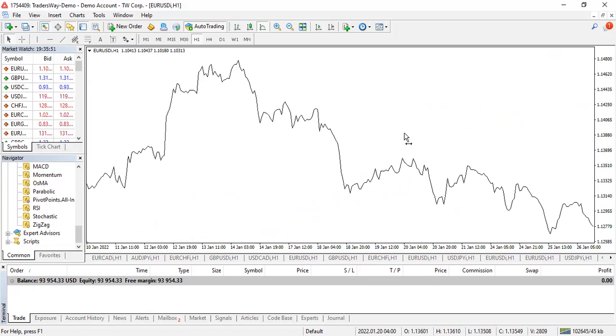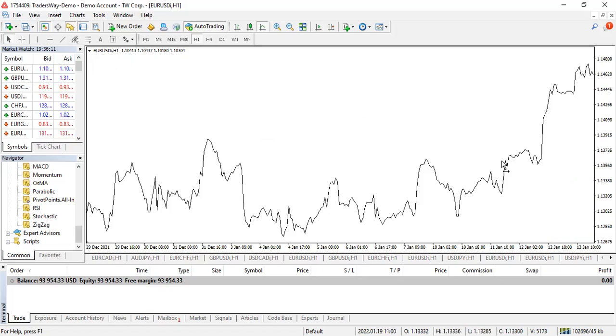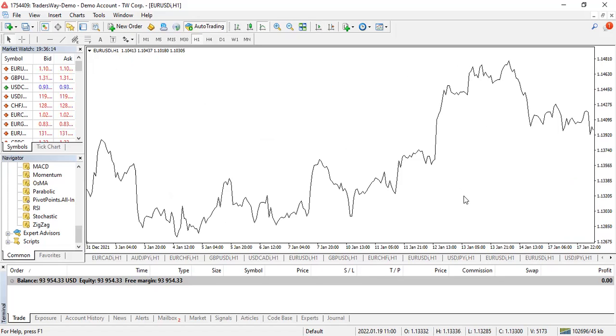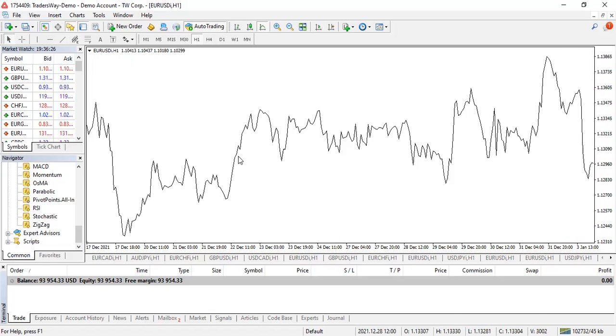Let's look at another trend line. Let's search for a downtrend. This doesn't fit. When it doesn't fit, it doesn't fit. So let's search for another one.